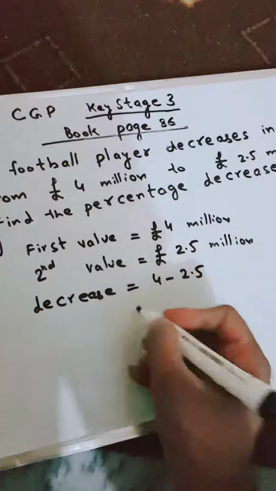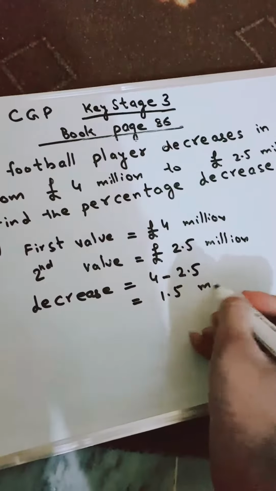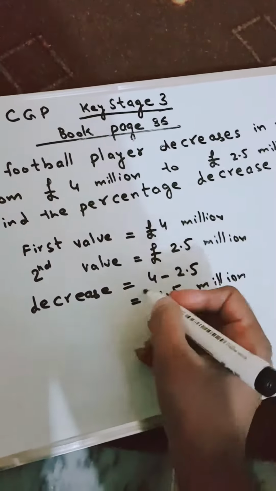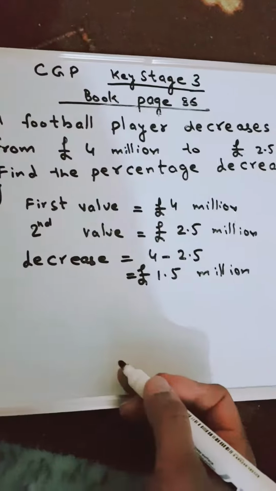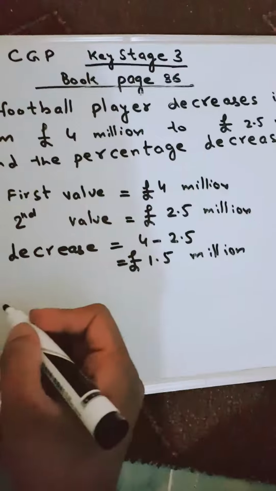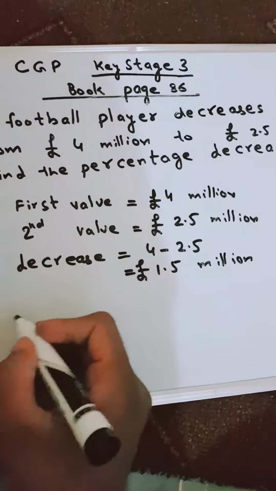4 minus 2.5 is equal to £1.5 million. £1.5 million has been decreased. So we have to find the percentage decrease.